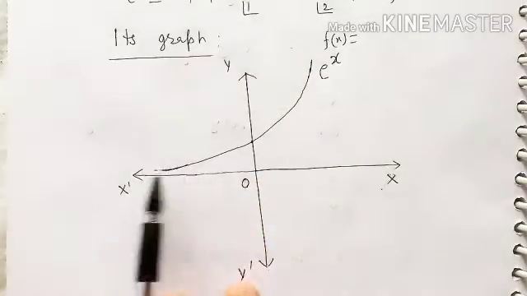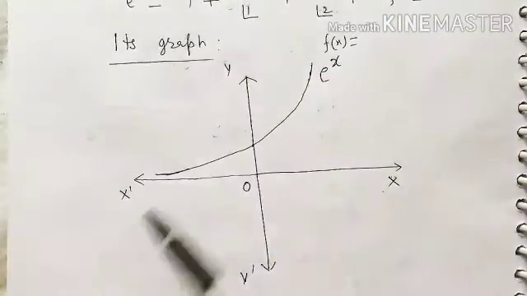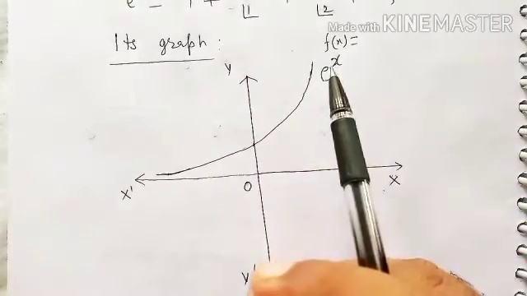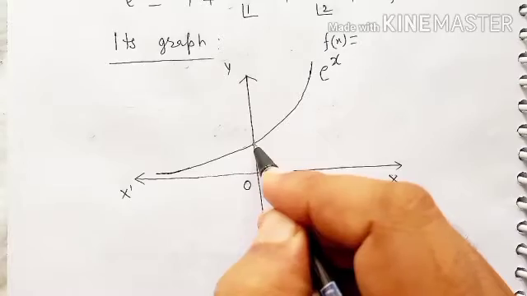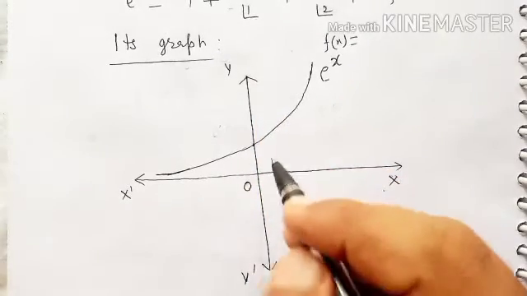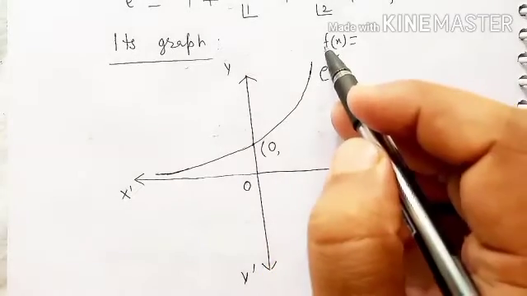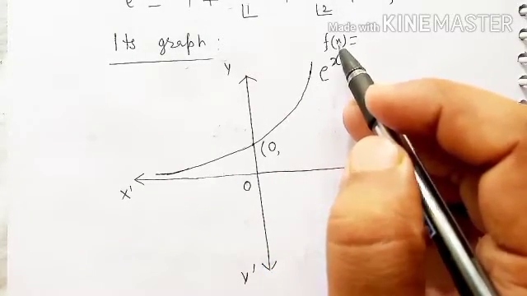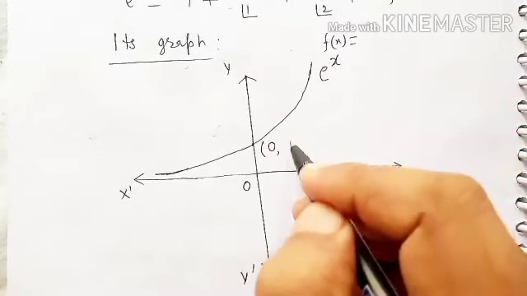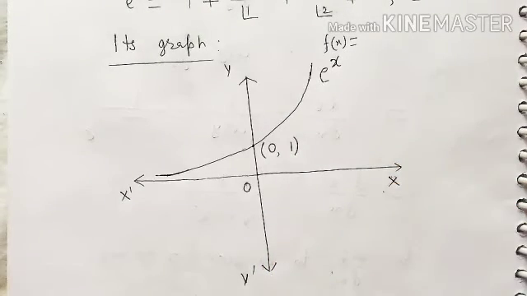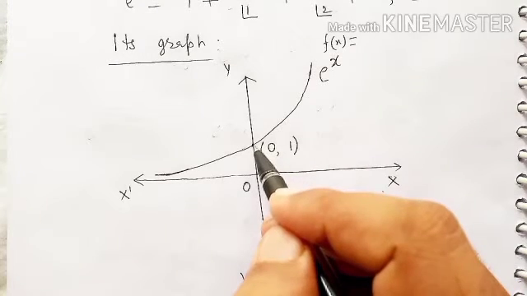Now its graph is this one, f(x) is equal to e to the power x. Here on the y-axis the x coordinate is 0, so if we put x is equal to 0, f(0), that is y, is e to the power 0, which is 1. It means that every exponential function passes through the point (0, 1).